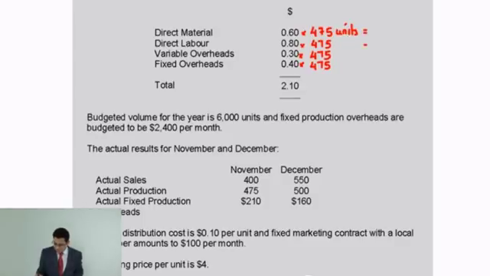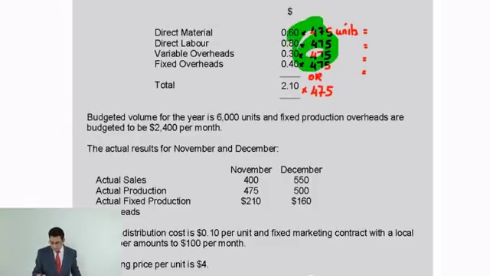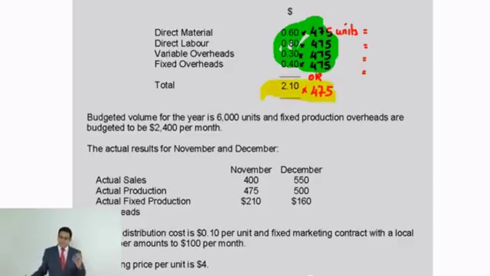Just want to show you something interesting. If I multiply all of these individually by 475, or I multiply just 2.1 by 475, I will get the same number, because that's how maths works. Whether individually direct materials, direct labor, variable and fixed overheads times 475 and then take them total, or 475 times 2.10, in both ways we get exactly the same figure.